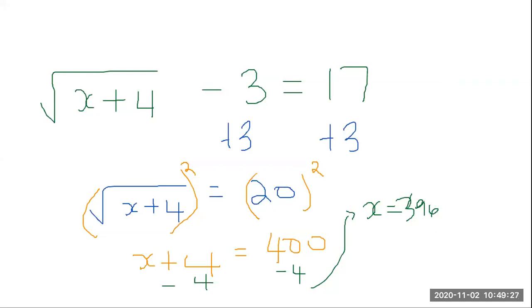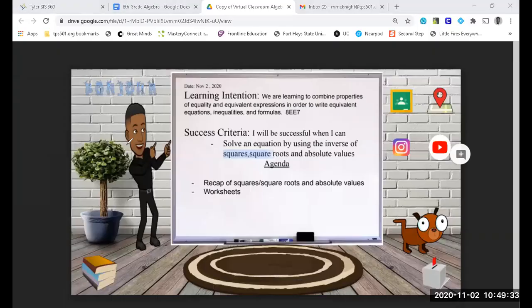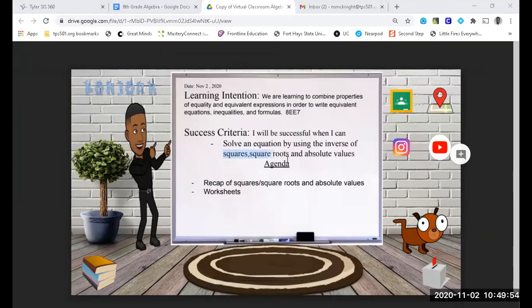I just want to go back and look at our success criteria in here. So we talked about our learning intention was focused on solving equations and finding the x values, figuring out the formulas, but then also just using the inverse. We talked about the squares and the square root. Tomorrow, we will look at the absolute values.